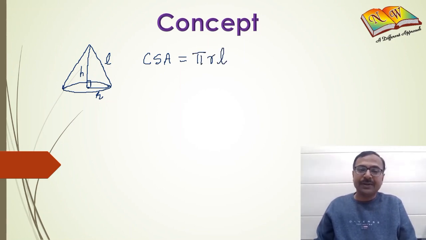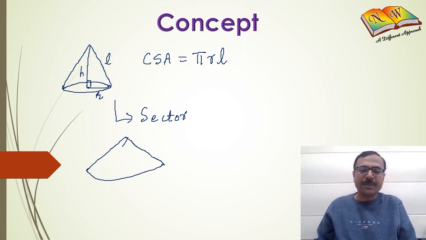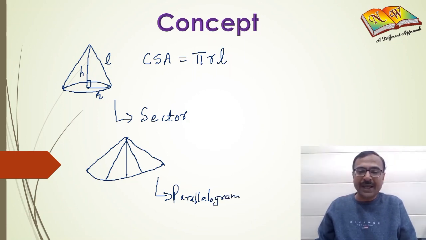Do you know this cone is obtained from a sector? So if you have a sector like this and you divide this sector into some parts like this and rearrange them, you can actually divide this into the shape of a parallelogram. So a sector converted to a parallelogram. That's what we are going to do in the activity.